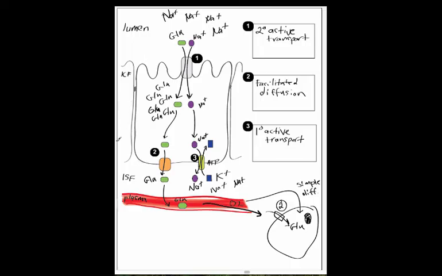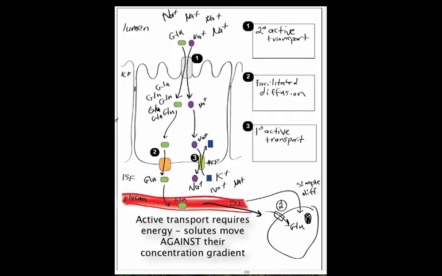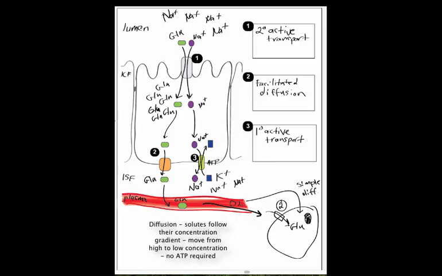So to summarize the types of transport, then, any type of active transport is moving solutes against their concentration gradient. Diffusion is moving materials with their concentration gradient. And the difference between primary and secondary active transport is where the energy comes from. For primary active transport, ATP is directly hydrolyzed by the protein that is also moving the solutes. With secondary active transport, the energy comes from a solute concentration gradient that was created by primary active transport.